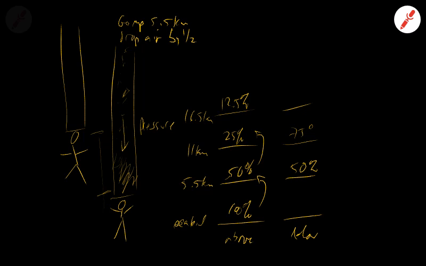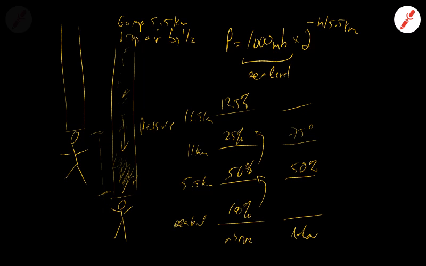The general equation then is the following. We have the pressure is equal to 1,000 millibar, which is the pressure at sea level. Now, of course, this is approximate. The pressure does vary between about 950 and about 1050. And we multiply this by 2 to the negative height that we're at over 5.5 kilometers.